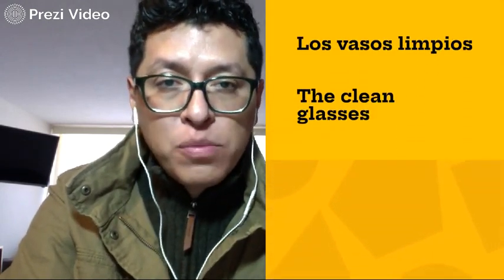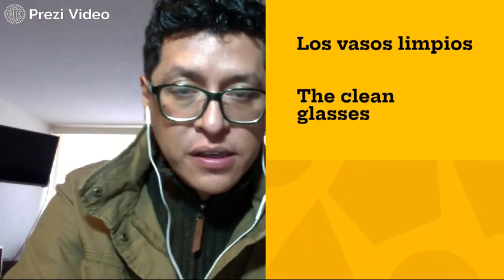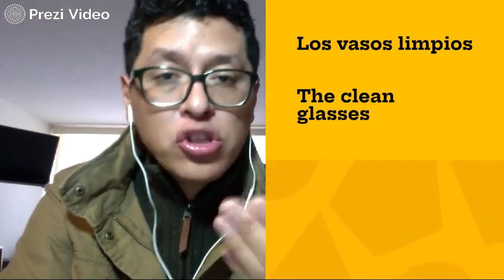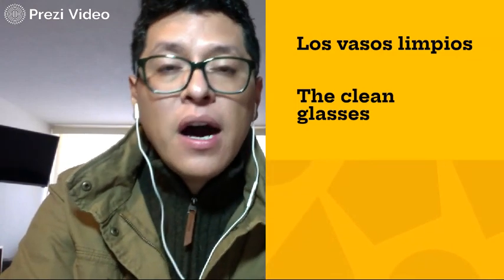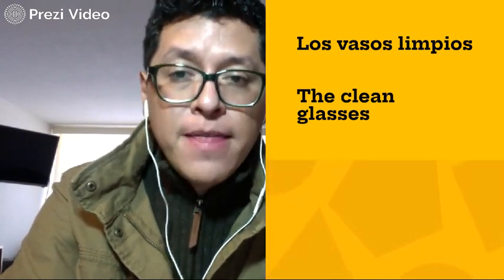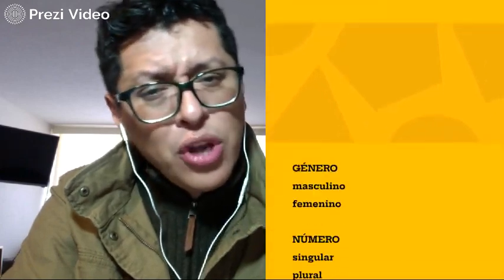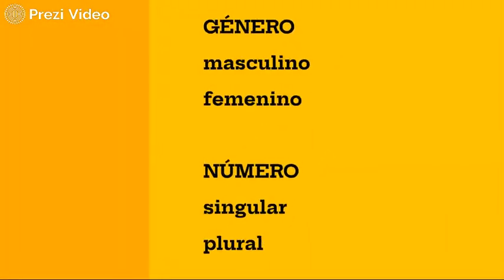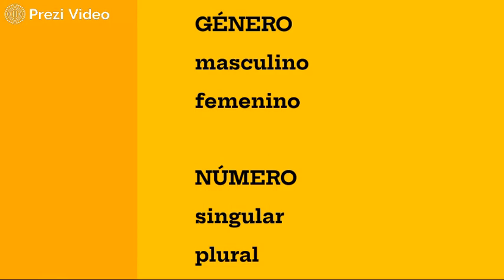And then we have los vasos limpios. This is the clean glasses. It means we have a plural and we have male words. So how to know this? Well, the number one thing is you need to know the notion of género and número. That would be gender and number.